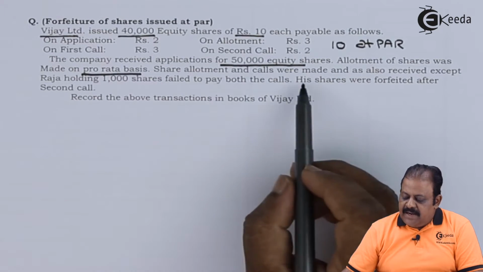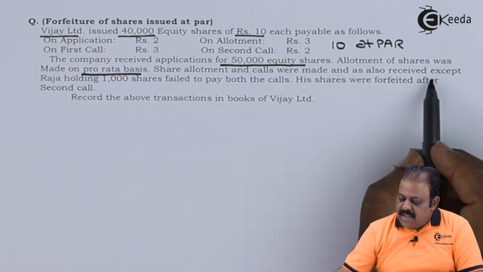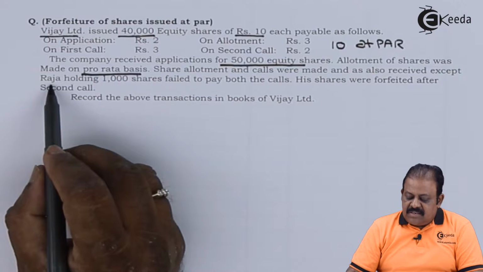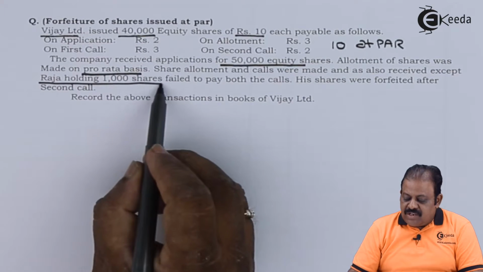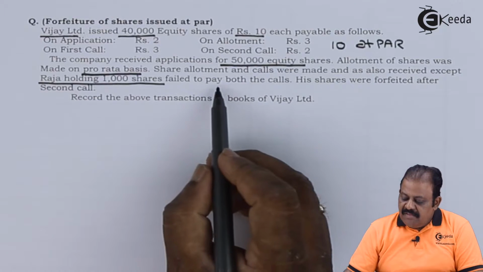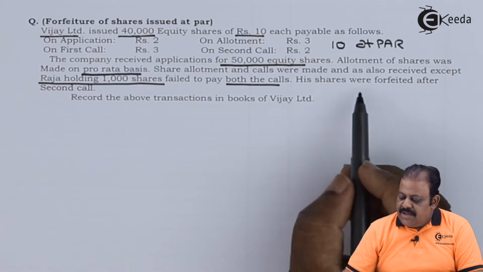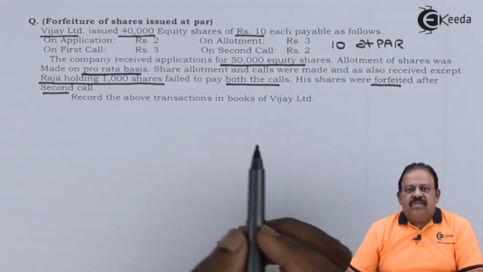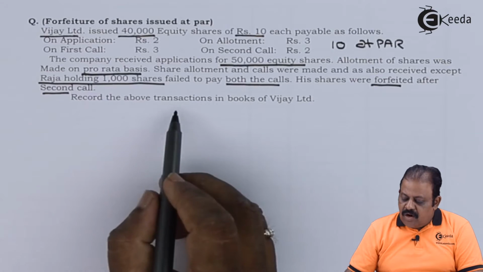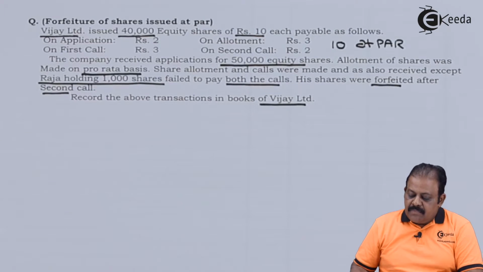Share allotment and calls were made and also received, except from Raja, holding 1,000 shares, who failed to pay both the calls. His shares were forfeited after the second call. Record the above transactions in the books of Vijay Limited.